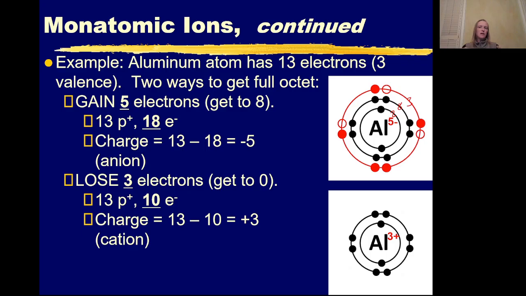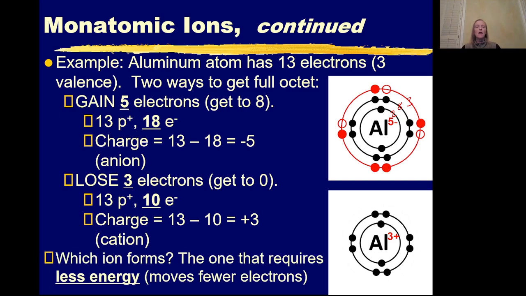So I've just made 2 arguments here. One is that aluminum could make ions with a charge of -5, or aluminum could make ions with a charge of +3. In reality, only one of these ions forms. The ion that forms is the one that requires less energy, and that's the one that moves fewer electrons. So this second ion is the one that actually forms, and aluminum always forms ions with a charge of +3.